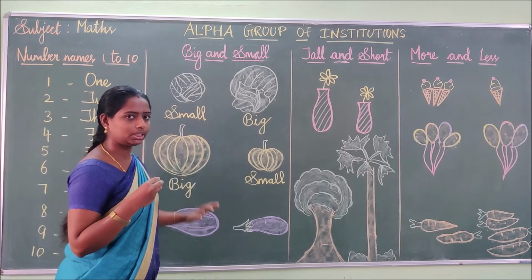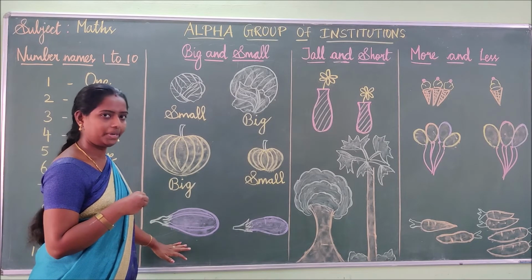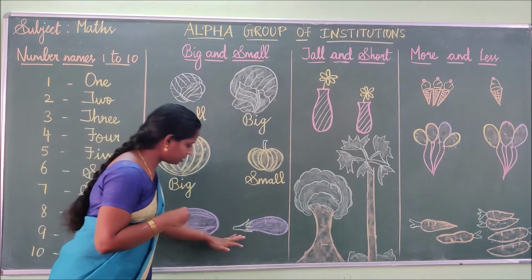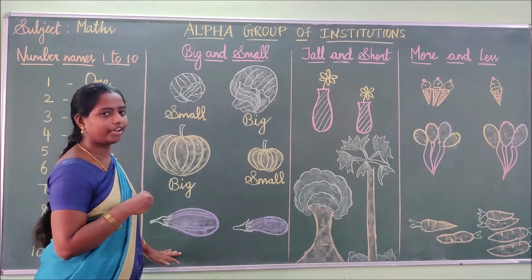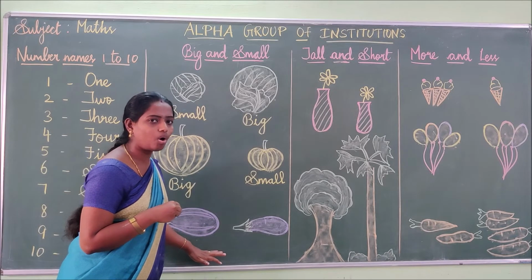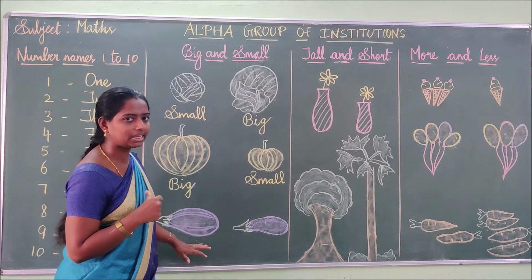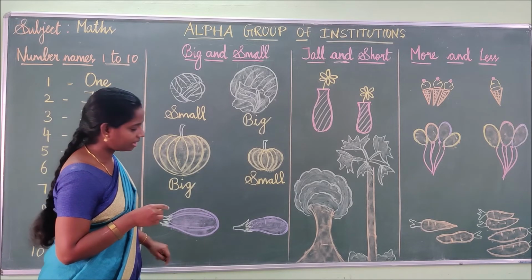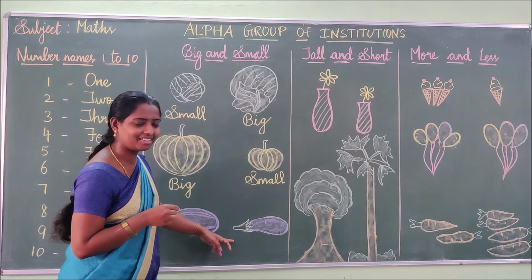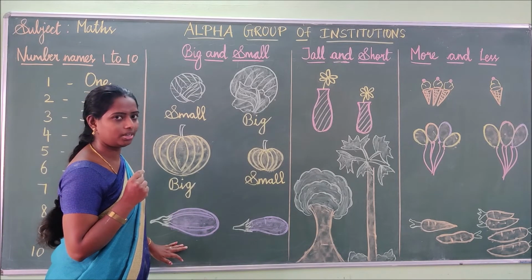Shall we go to the third picture, children? See what it is? Yes, it is brinjal. From this itself you can easily find out which brinjal is big and which brinjal is small. Shall we go to the small brinjal first? Where is it? Yes, see, children, here it is. It is very small compared to this brinjal, isn't it, children?